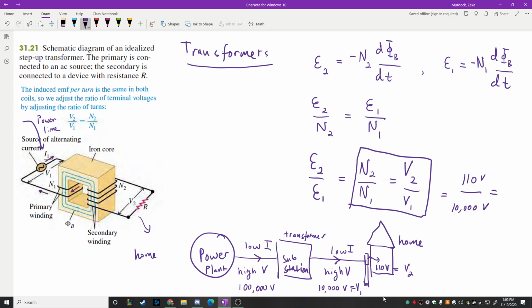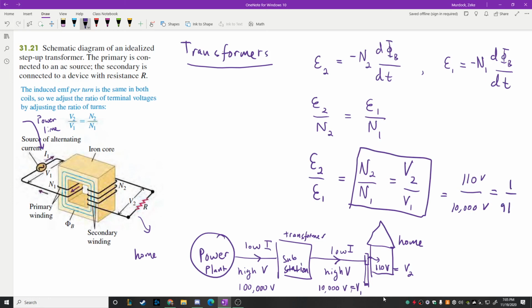But you can simplify that a little bit here, and we could have 110 over 10,000. So you'd have a ratio of 0.011, which would be like 90.9 to 1, something like 91 to 1. So this ends up reducing down to about 1 over 91.